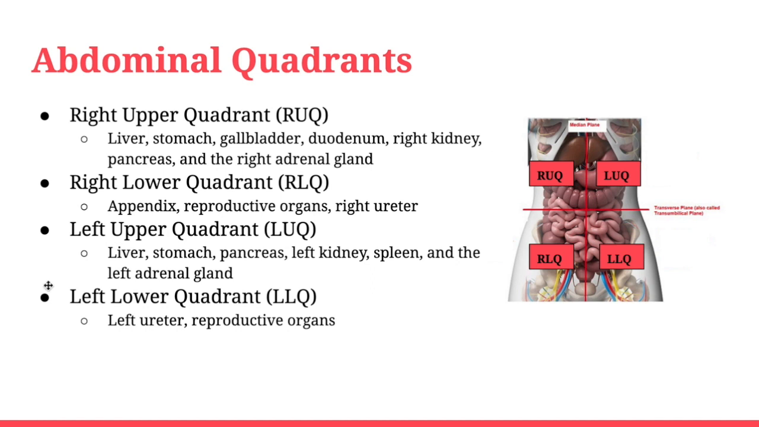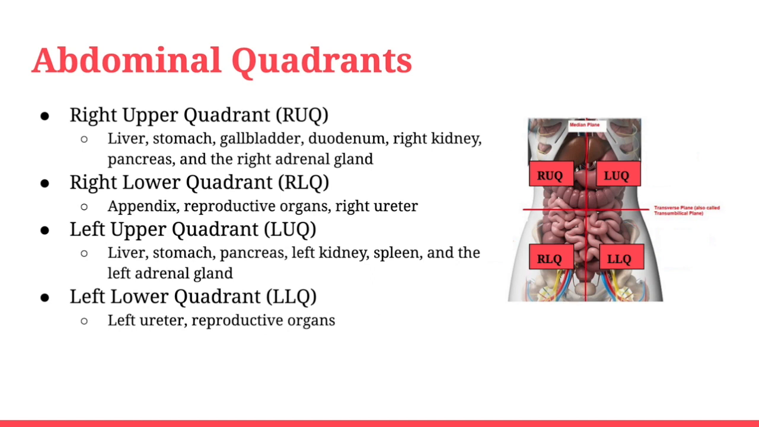So for example, a common cause of pain in the right lower quadrant would be appendicitis. So if we see here, the right lower quadrant, the appendix is there. Okay, so it just kind of helps narrow things down for them to eliminate and figure out what's actually wrong with the patient.